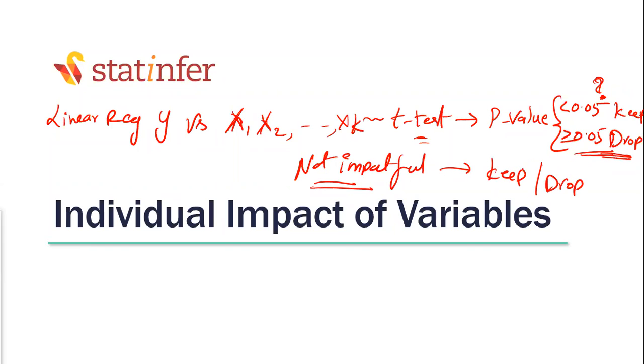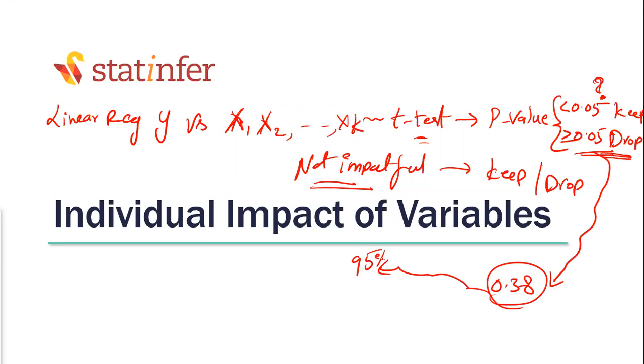In the linear regression exercise, when we were discussing it, there was one variable whose p-value was 0.35 or 38 something. We kept this variable and found the R square to be 95%. We dropped this variable and again got the R square to be 95%. That's what we discussed: R square has no significant change. That's why this variable is not impactful.